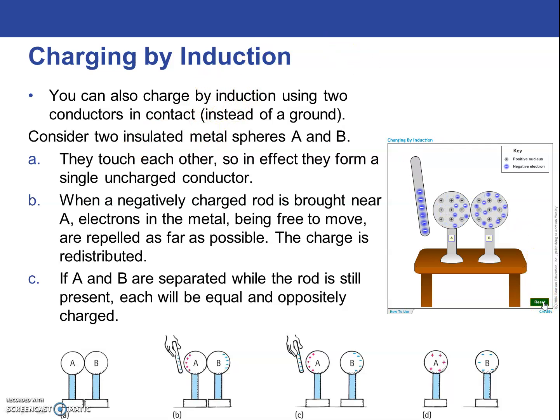As we bring this negatively charged rod near the spheres, it pushes electrons away from where the rod is. In this case, it pushes them into sphere B, since the rod is close to sphere A. Now, if we separate the spheres and then afterwards move this charged rod away, we'll have two charged spheres. Sphere B will be negative because it has more negative charges. Sphere A will be positive since it lost negative charges. Again, this is charging through induction. I'll show you that video one more time.